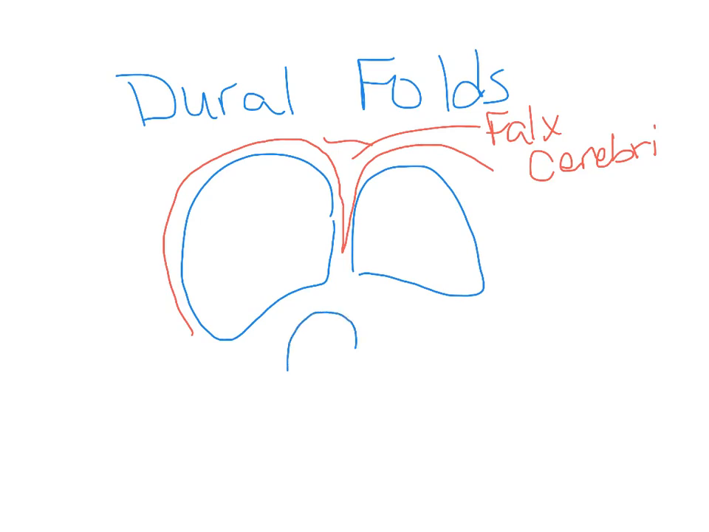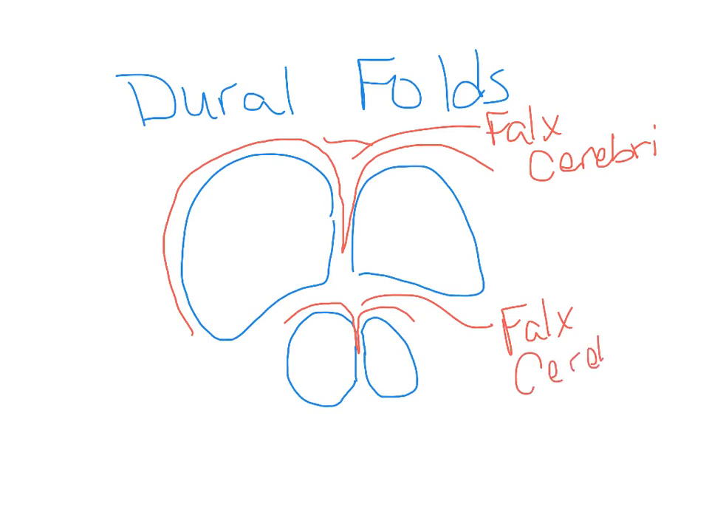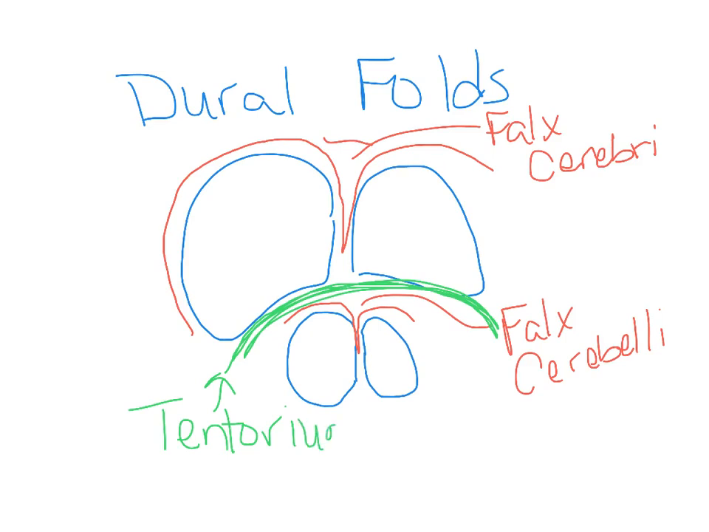Then we have the cerebellum, which is smaller, but it basically has two hemispheres as well. So we have this smaller dural fold that fits in between those two, and we call that the falx cerebelli. Again, it seat belts down that cerebellum. And then finally, we have the last dural fold that is kind of a tent over the top of the cerebellum, and it separates the cerebellum from the cerebrum. That is called the tentorium cerebelli. So it's kind of like a tent over the top of the cerebellum.